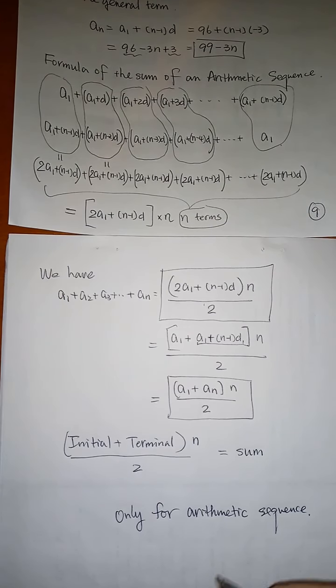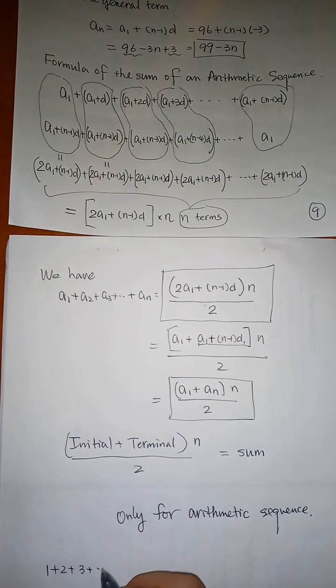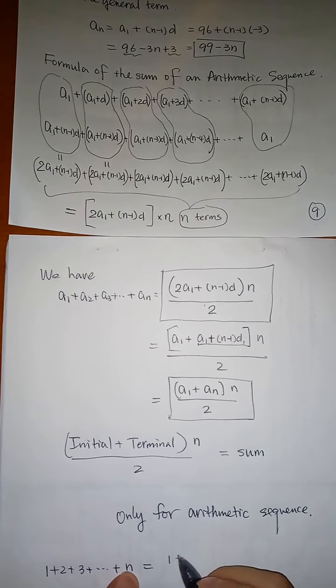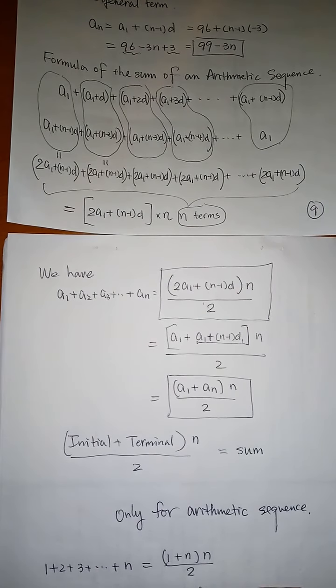Now let's see how do we get the sum of the first n integers. First of all, this is an arithmetic sequence. Then the sum is initial term plus terminal term times n over 2. So that's exactly the formula we read.